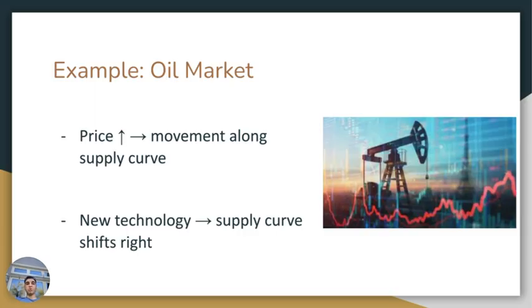But imagine a new drilling technology is developed that makes oil extraction much cheaper. This lowers production costs, so suppliers can provide more oil at every price level. In this case, the supply curve shifts to the right.